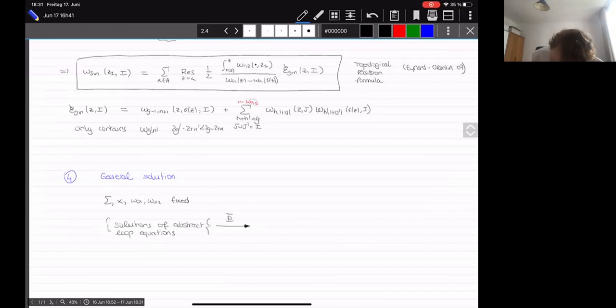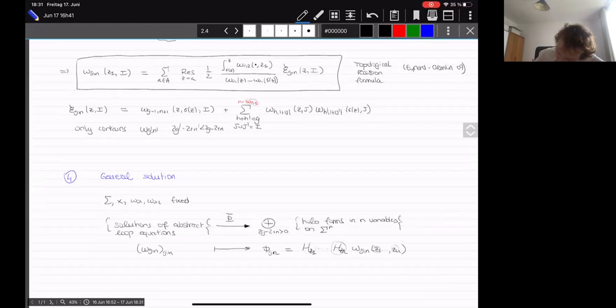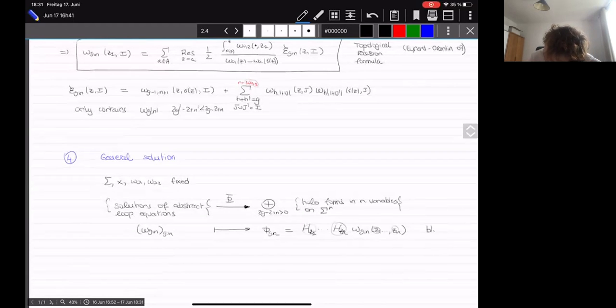But in fact, there's a bijection to a simpler set, which is a vector space of holomorphic forms in n variables on sigma^n, which takes a solution and sends it to phi gn, which is taking this holomorphic part with respect to each variable. So apply this, take holomorphic part in this, take holomorphic part in this. And these are called the blobs.